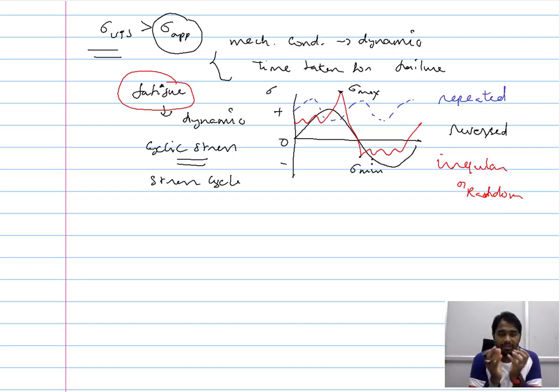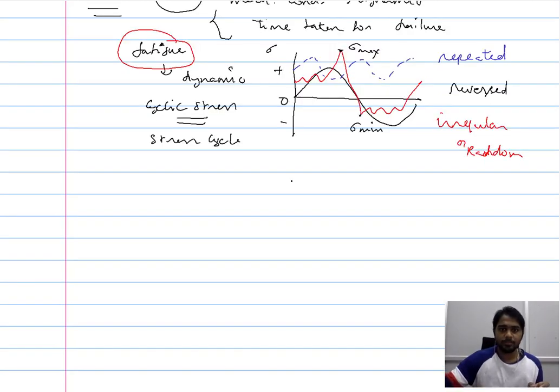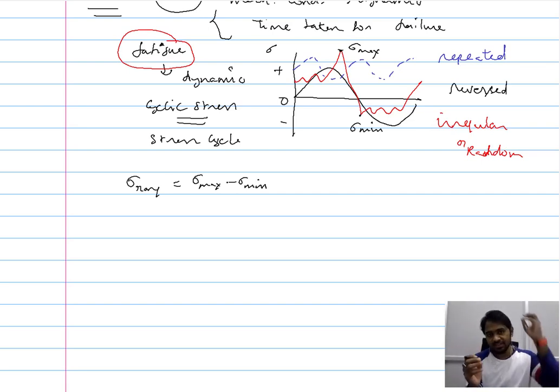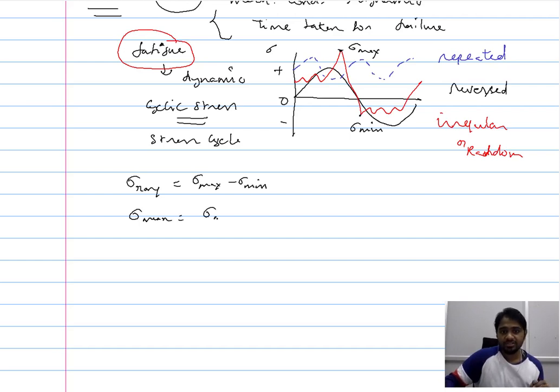Based on the relation between the maximum and the minimum stress, one can quantify or describe the different stress cycles. For instance, we can talk about a stress range, which is nothing but the difference between the maximum stress and the minimum stress. For any given cycle, since there is a maximum point and a minimum point, you can talk about stress range. Similarly, we can talk about the mean stress, which, as the name suggests, is the mean of the maximum and the minimum stress. And finally, we have also the alternating stress, which is expressed as this.